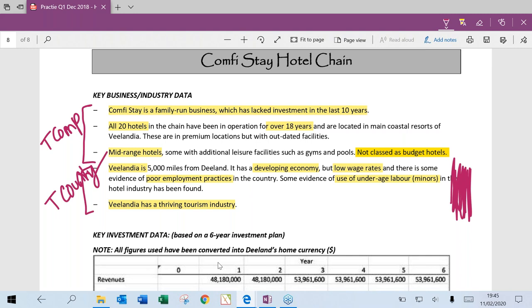So I just rearranged the information. Positive things first, negative things second. Okay, so I just repeat the paragraph. We will say Comfy Stay Hotel is a family run business. They have got 20 hotels and have been in business for the last 18 years. They are mid-range hotels. Unlike us, we are budget hotels. However, they lack investment in the last 10 years. That's it. Believe me, it is as simple as this.